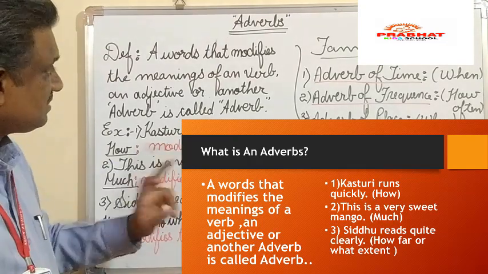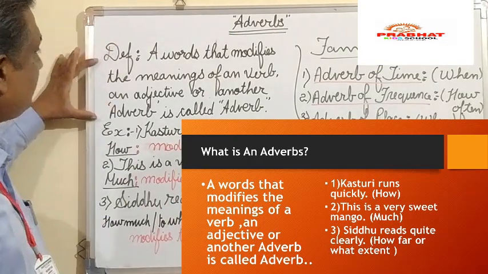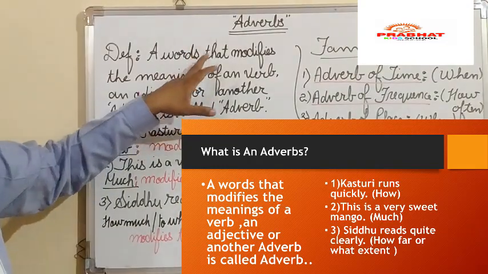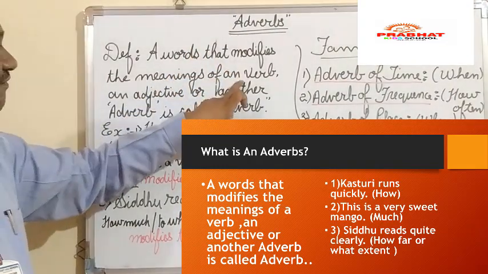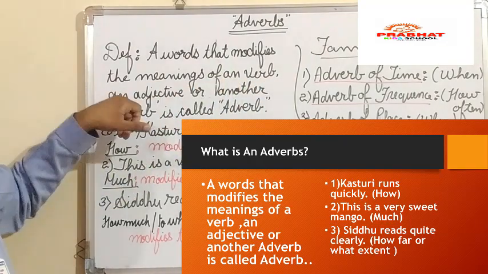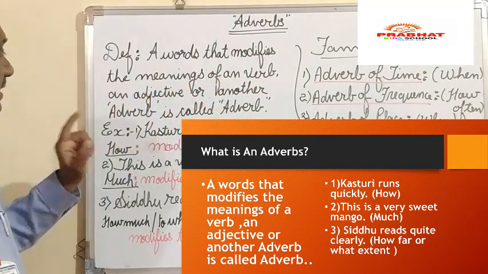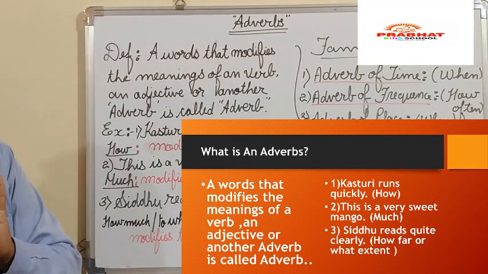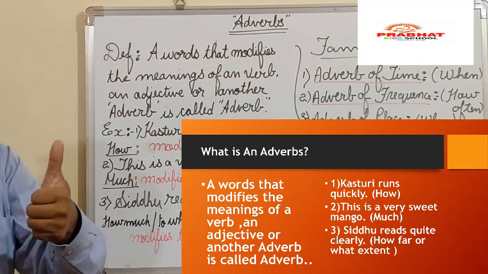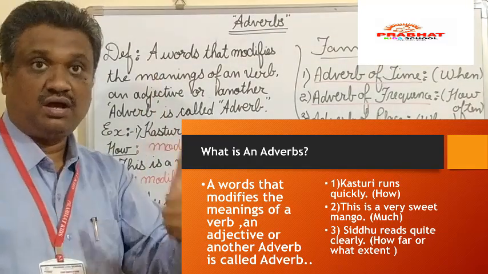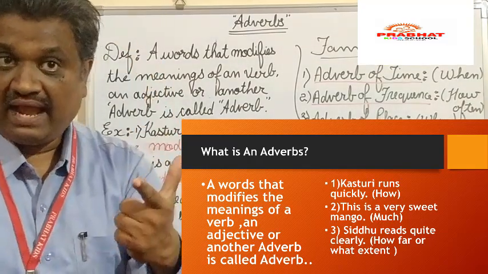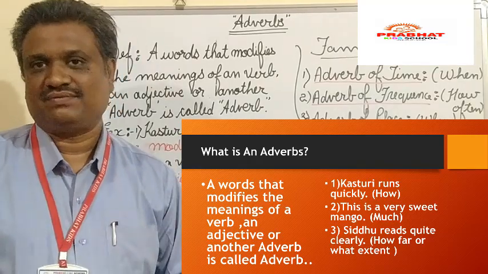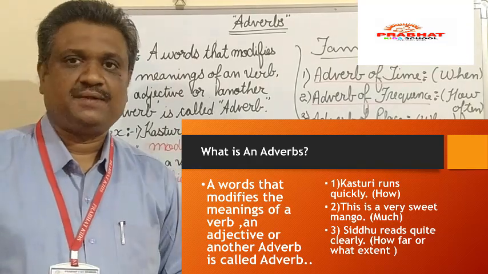So with the help of these three examples, we can get this definition, and this definition is what? An adverb is a word that modifies the meaning of a verb, an adjective or another adverb. What, everybody? So it modifies what? Verb. It modifies what? Adjective. It modifies what? Another adverb. Okay.